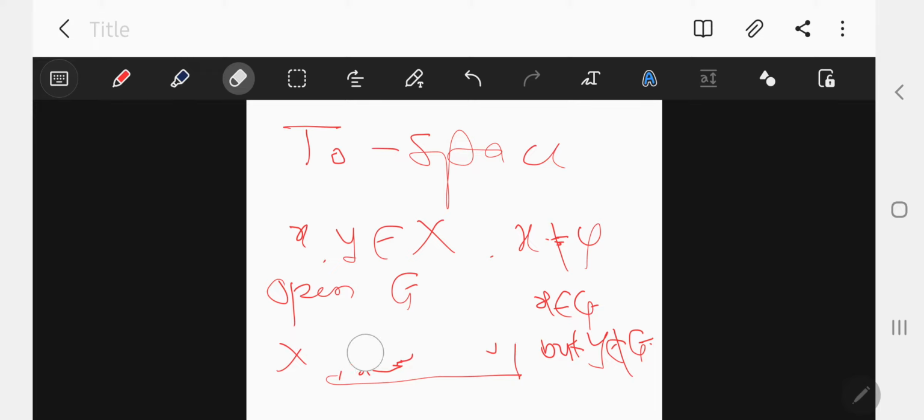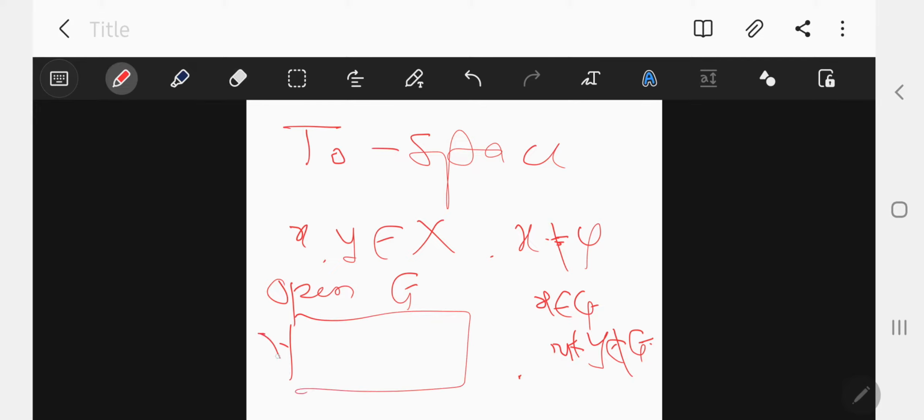Another diagram is for topological space X. For two distinct points x and y of this X, there is an open set G containing y but not x. This topological space is again T0 space.